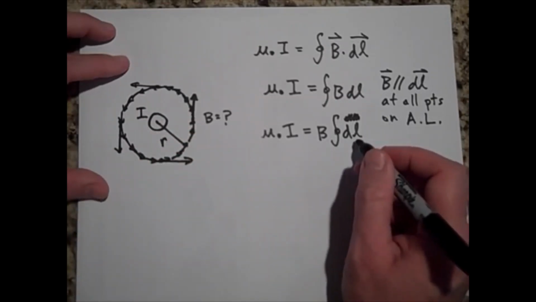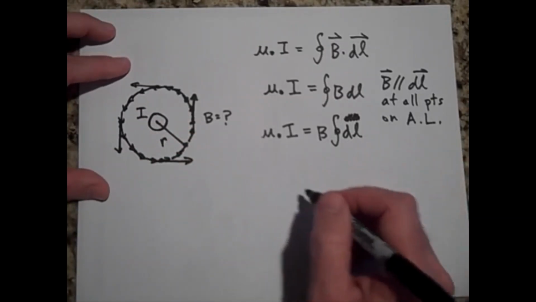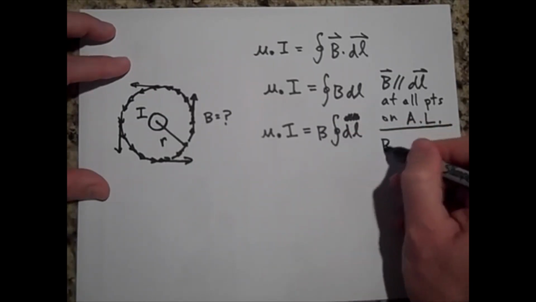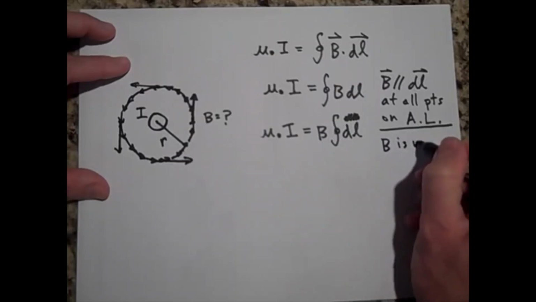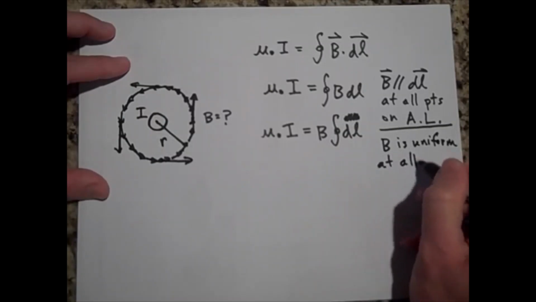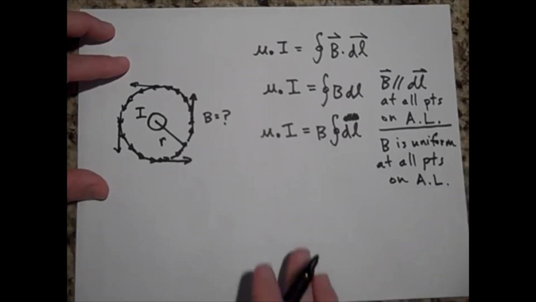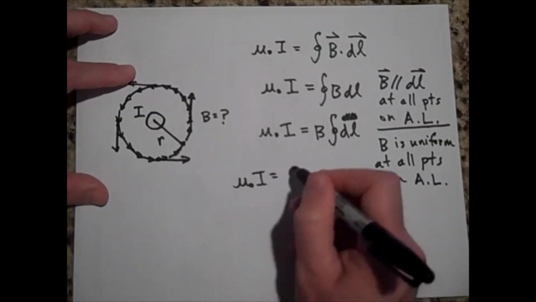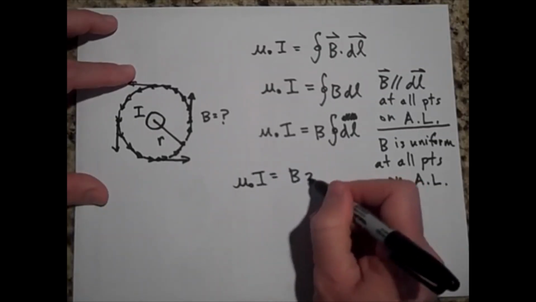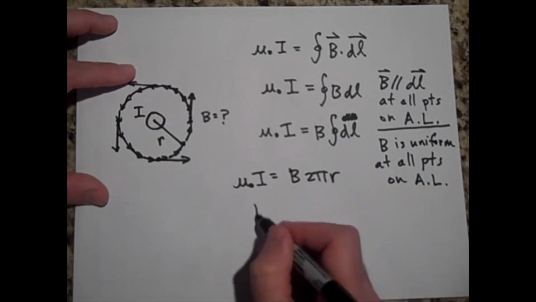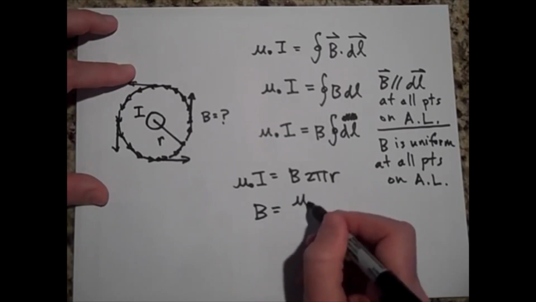And so when you do that, well, let me give you this argument. The reason I was able to do that is that B is uniform at all points on the Amperian loop. And then when I add up all those dLs, I get that it's B times 2 pi r. Okay, let's bring the 2 pi r to the other side.